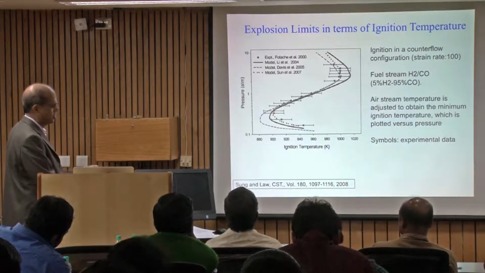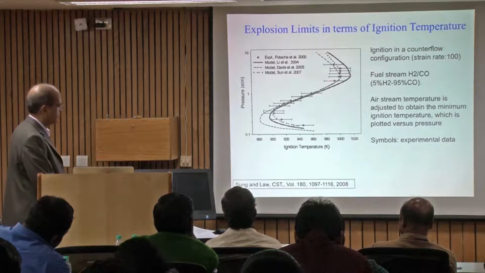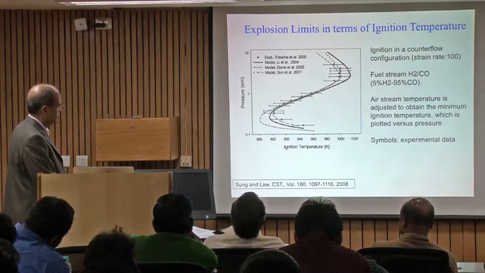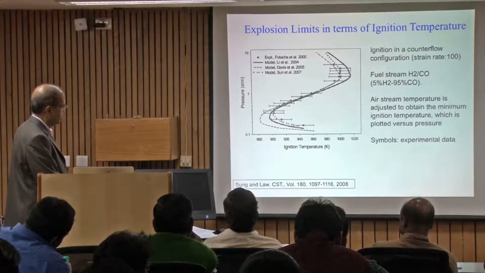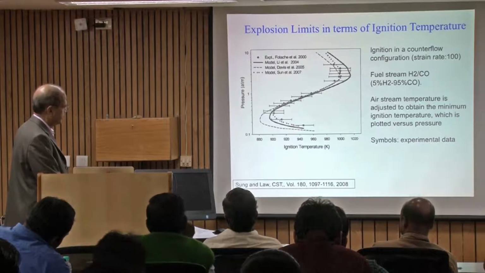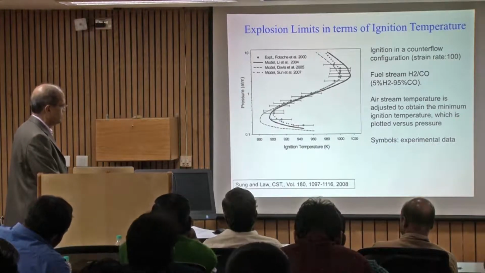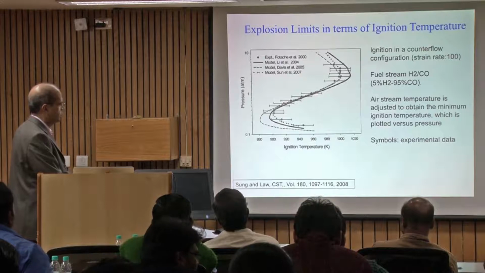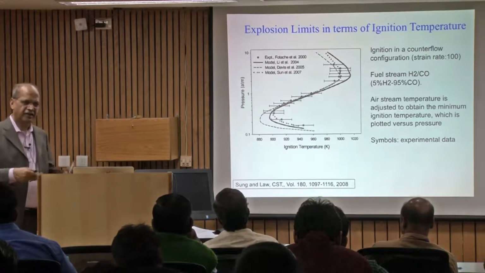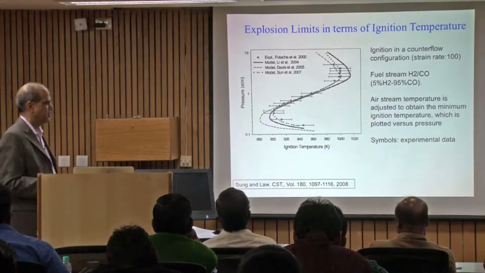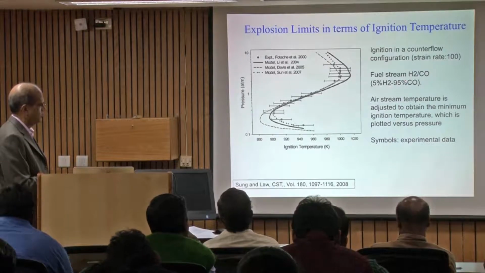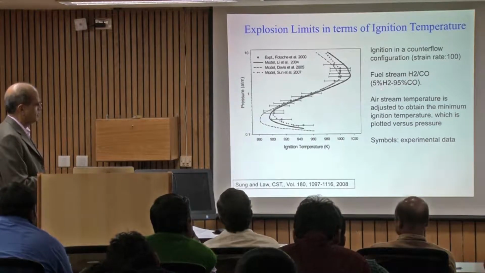So this is almost a replica of the ignition limits we just talked about, where you are plotting the ignition temperature versus pressure. So as you increase pressure, the minimum ignition temperature decreases. Here it starts increasing. So as you go to higher pressure, you need higher temperature for the mixture to ignite. This was a mixture of CO and H2 with 5% H2. Obviously, if you change this mixture, these limits will also change.